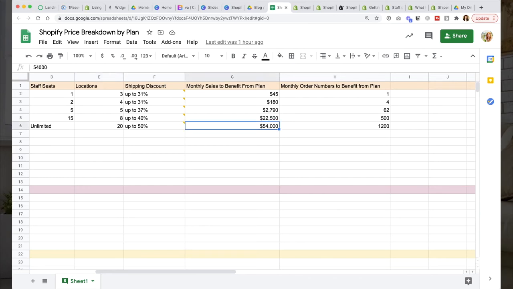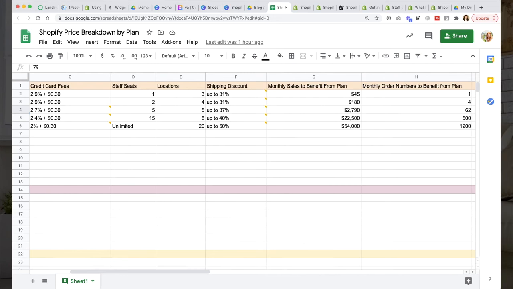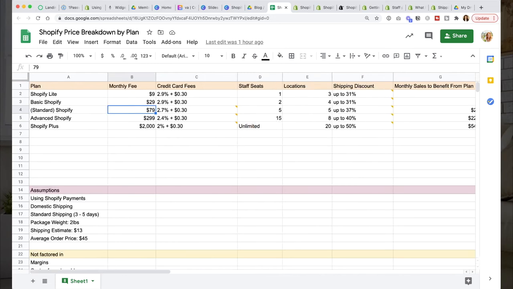So if you're going from hundreds of dollars into the thousands of dollars, this is when you want to take a hard look at your numbers and consider whether you want to go up to the standard plan. The standard plan gets you more staff seats. It also has a lot better reporting, so keep that in mind too. It's another benefit, but that's where you want to start to crunch the numbers once you get into the thousands of dollars in sales.